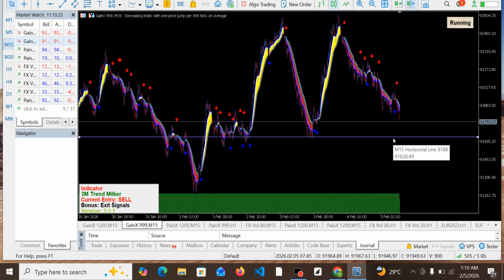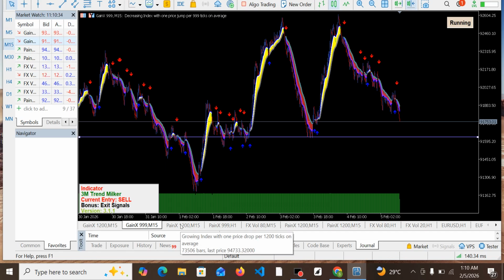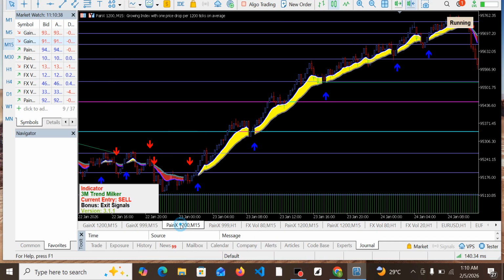So the last one is what we are waiting for. Congratulations to those that actually picked these signals. This is very, very important. That is the beauty of trend trading strategy. Now let's move on.